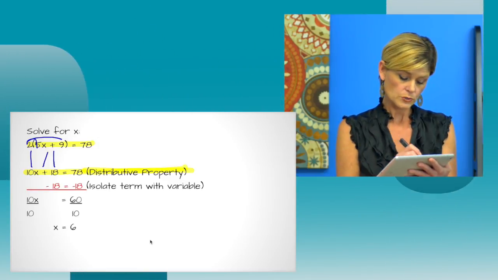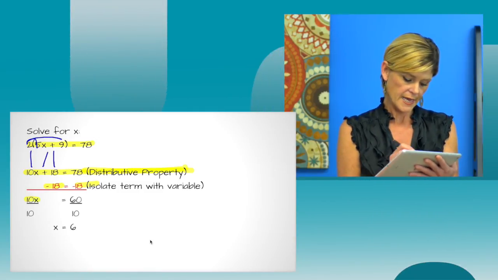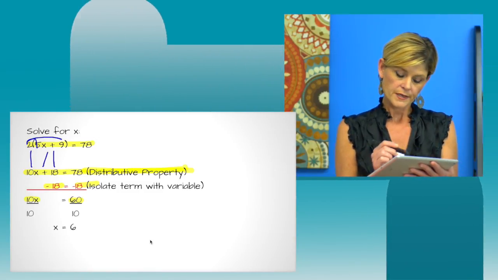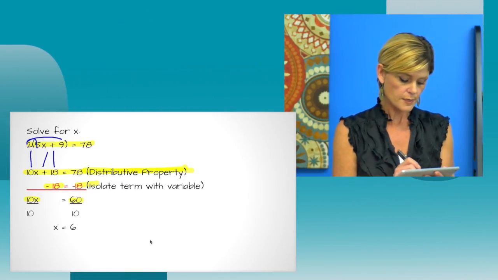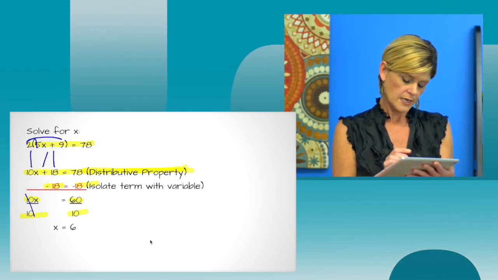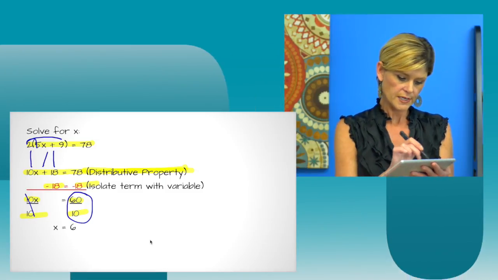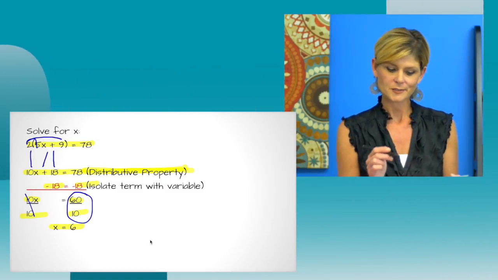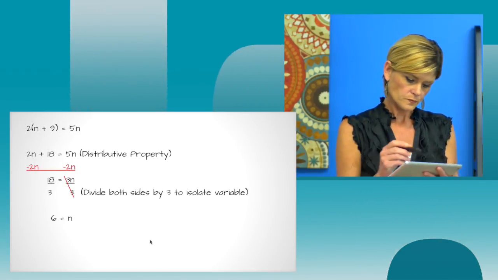Next, I'm going to subtract 18 from both sides of the equal sign. I come up with 10x equals 60. The inverse operation of multiplication is division, so I am going to divide both sides by 10, and my 10s will cancel out. X will then equal 60 over 10. When that's simplified, x equals 6. Pretty simple. All right, let's try another one.